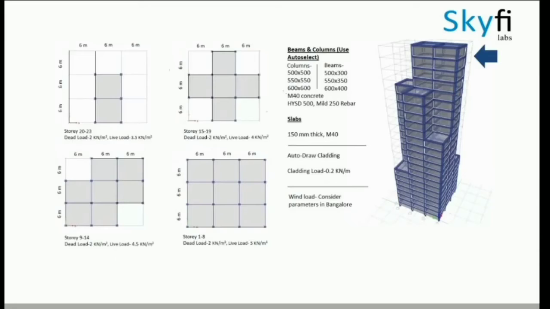We are going to analyze and design a tall building using ETABS software. Here is a question for us. It's a 23-story building and we are given the dimensions of the columns, beams and the slabs. Also, we are using auto draw cladding for the wall.